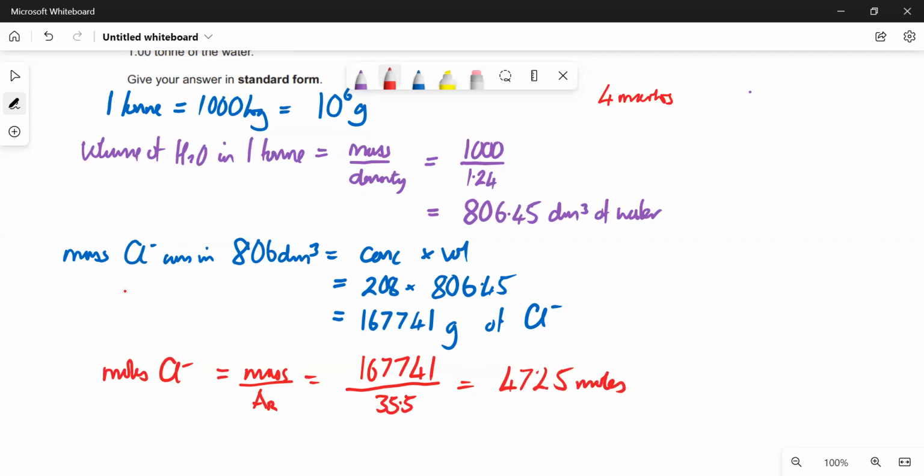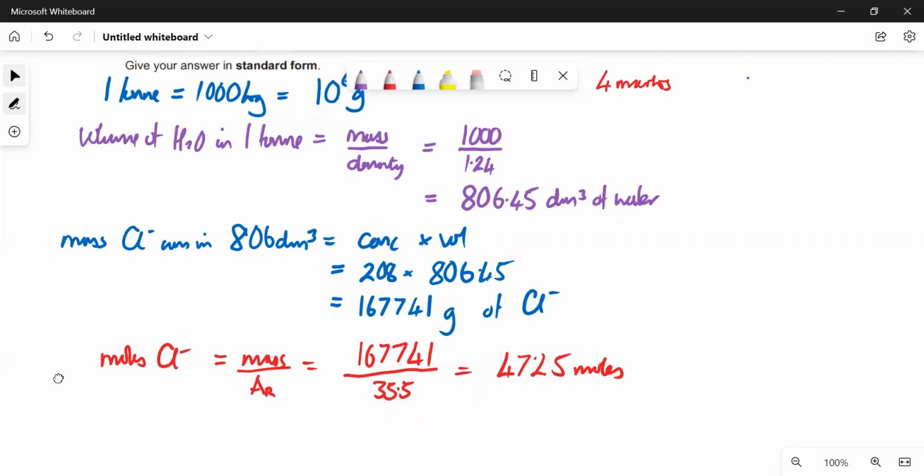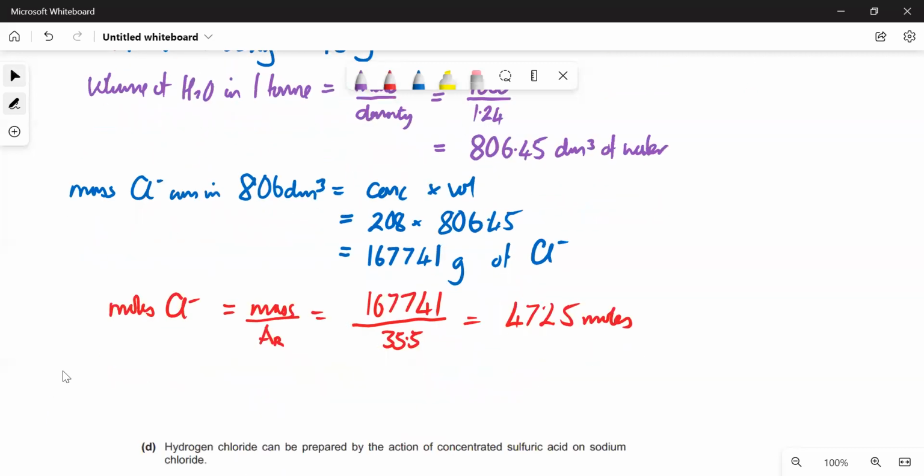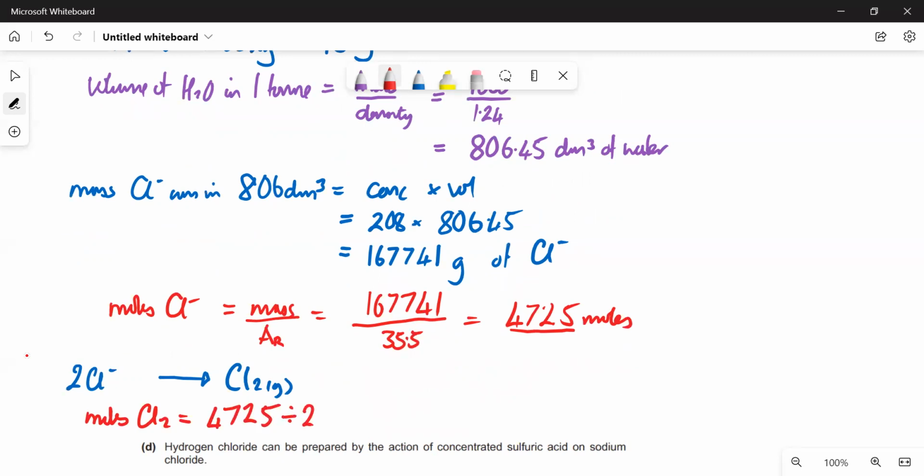Now we've got to work out the volume of chlorine gas, okay? So we need to bear in mind there that 2 moles of chloride ions is going to give us 1 mole of chlorine gas. So I'm going to say then the moles of Cl2 is going to be that divided by 2. That is equal to 2,362 moles.